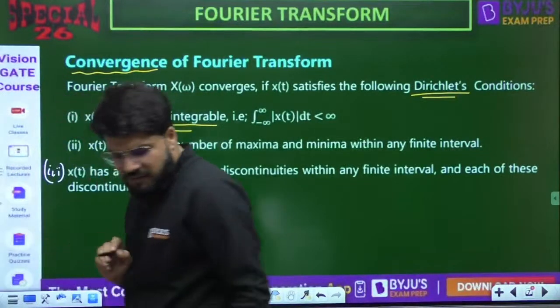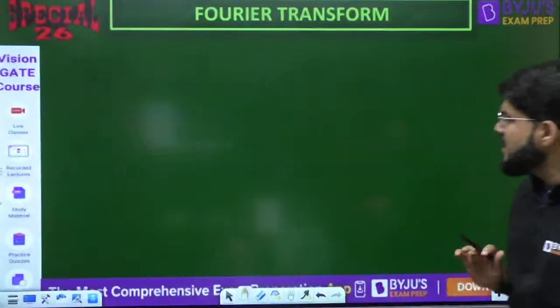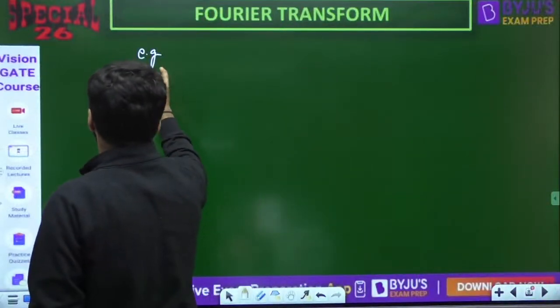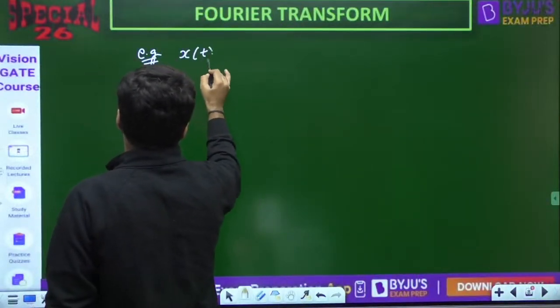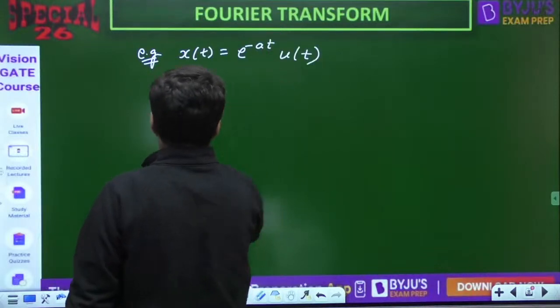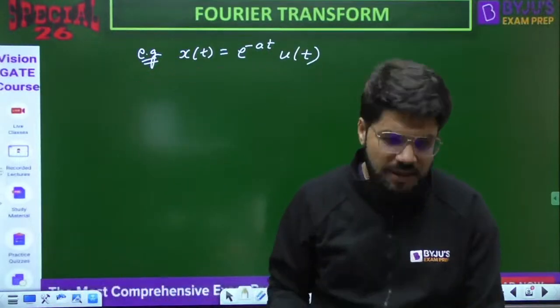Before we talk about the properties, let's take a simple example. Suppose I give you x(t) equal to e power minus a t u(t), the fundamental exponential signal.